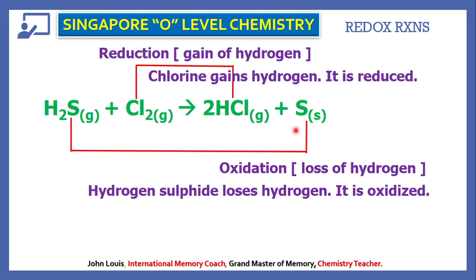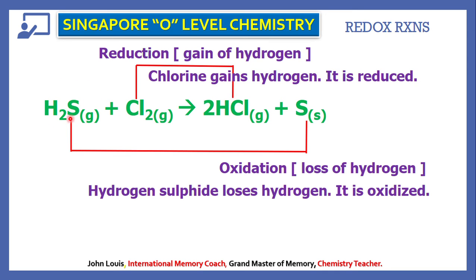Okay, now let us take how to find out whether the given chemical is an oxidizing agent or reducing agent in a chemical reaction. For example, let us take chlorine. So chlorine is converted into what? Hydrogen chloride. That means chlorine has gained hydrogen. Therefore, chlorine is reduced. What causes this reduction? Hydrogen sulfide only causes reduction. Hydrogen sulfide reduces chlorine into hydrogen chloride. Therefore, hydrogen sulfide is a reducing agent.